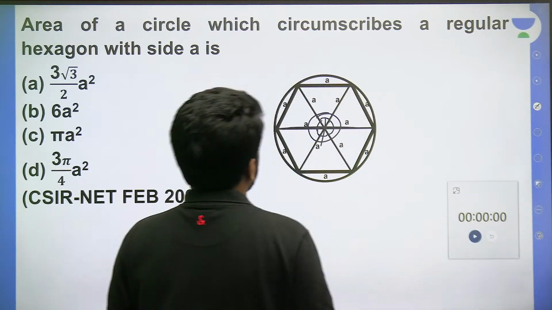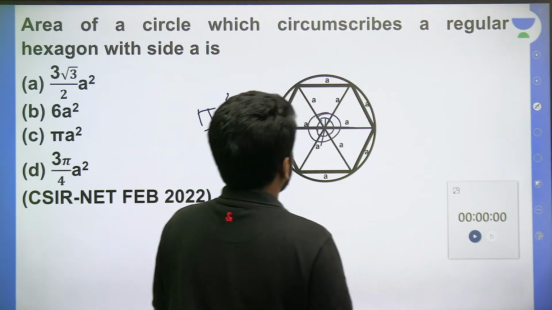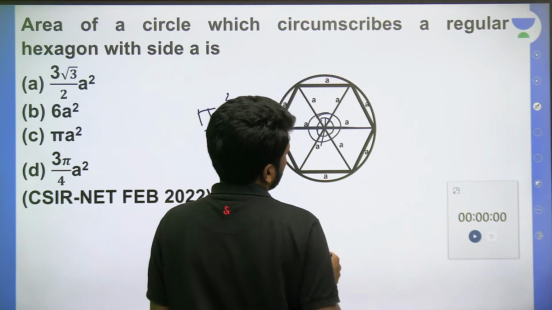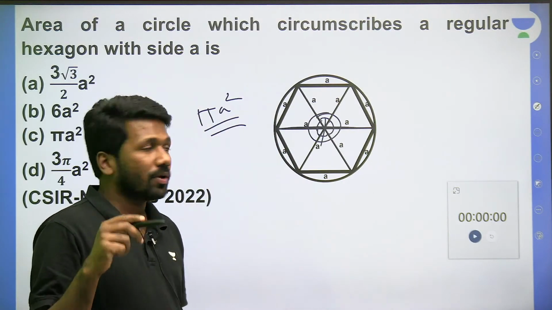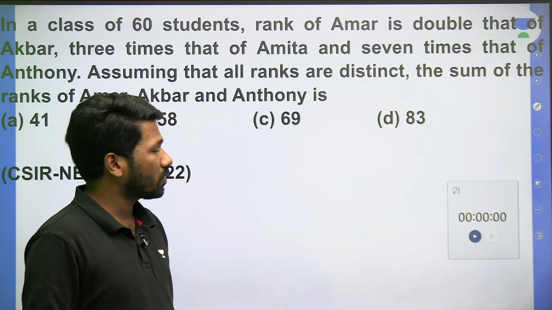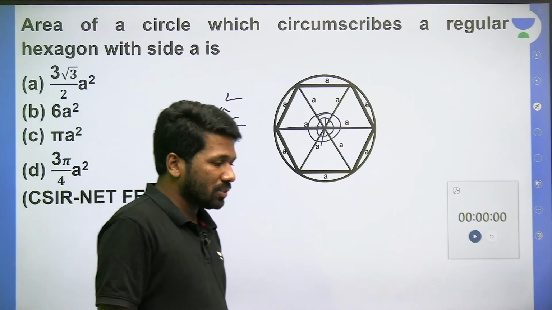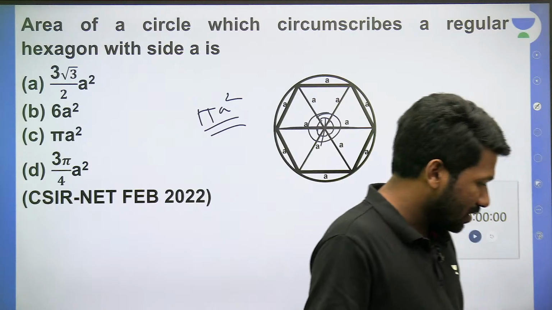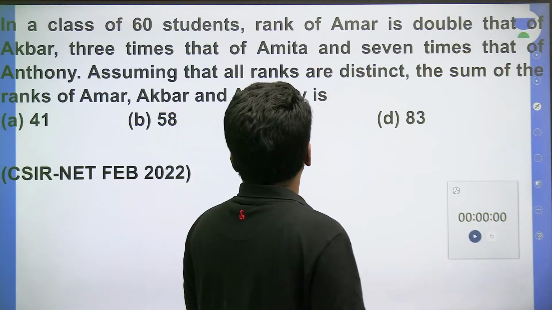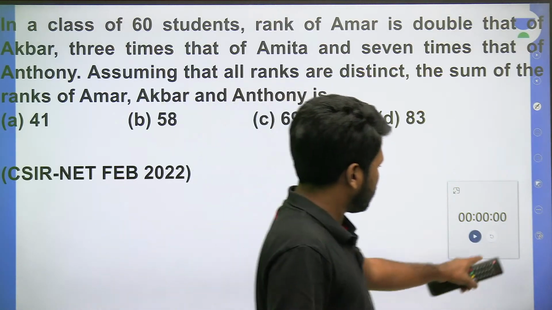If you want, you can find the area of this circle or the area of this hexagon also. That will be 6 times the area of each equilateral triangle. Equilateral triangle area will be root 3 by 4 A square. 6 times root 3 by 4 A square will be the answer. Yes, Ilma. So try the next question. Very interesting question.